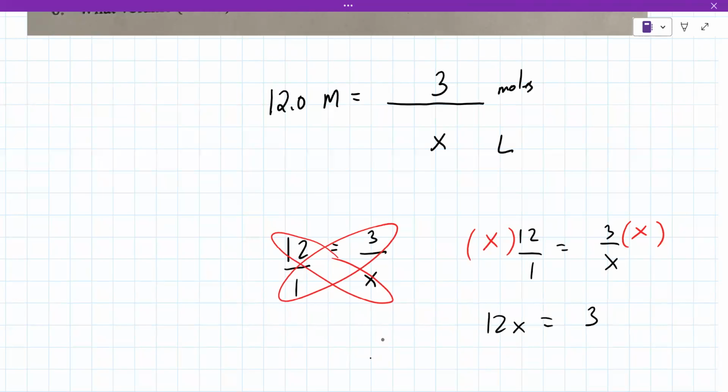But you're not done. You've got to get X by itself. You have to divide by 12. 0.25. Yes, X equals 0.25.